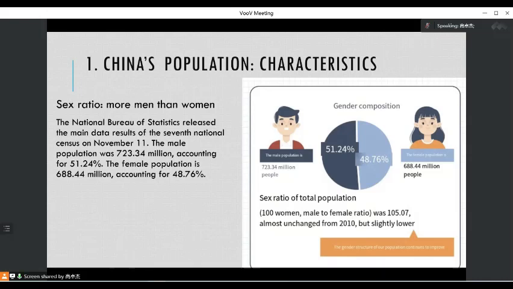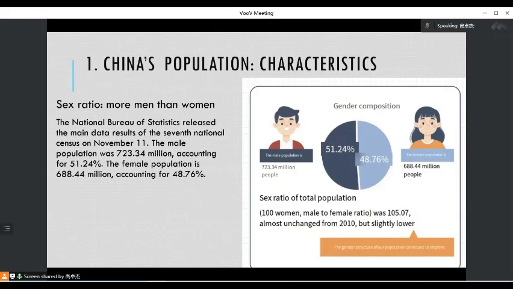In this state, men who reach the age of marriage are also superfluous in China. That is to say, in China, boys do not easily find girlfriends to marry, while girls are more likely to find boyfriends more easily.